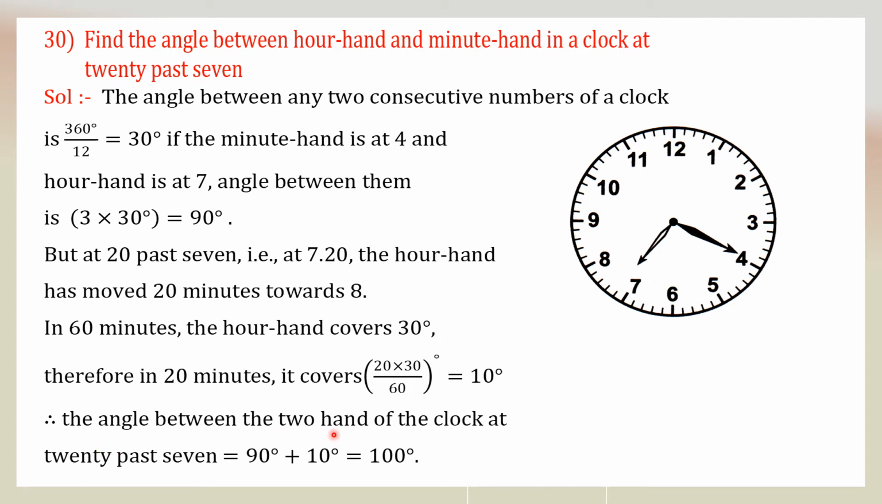Therefore, the angle between two hands of a clock at 20 past 7, that is at 7 hours and 20 minutes, is 30 plus 30 plus 30, that is 3 into 30 is 90 degrees. The angle in 20 minutes is 10 degrees. That is 90 plus 10 degrees equals 100 degrees. The angle between two hands of a clock.